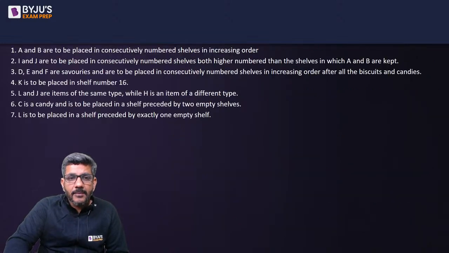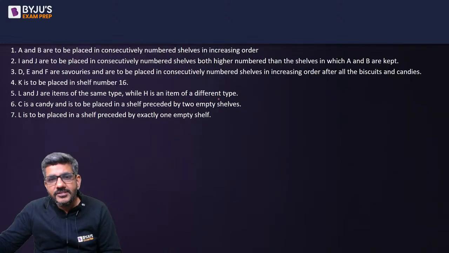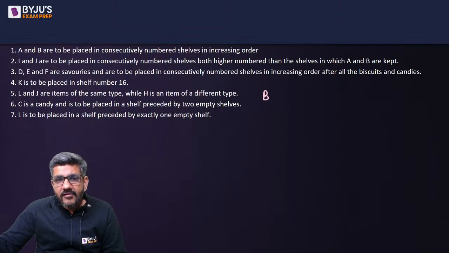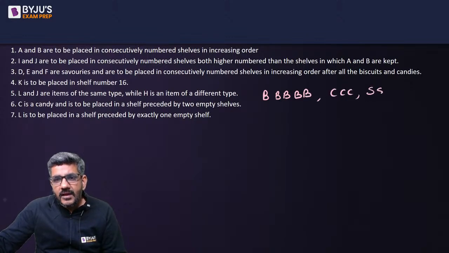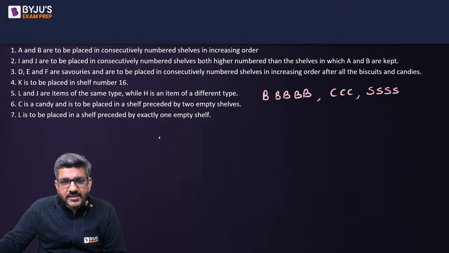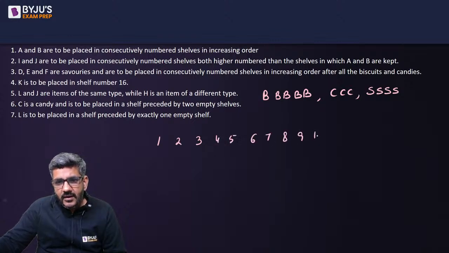What I have done, I have put up all this data on one single page. And let me write what all is given to us. There are 5 biscuits that he has told us, that 5 biscuits are there. There are 3 candies and there are 4 savories as well. And the number of shelves is 16. So 1, 2, 3, 4, 5, 6, 7, 8, 9, 10, 11, 12, 13, 14, 15, and 16.